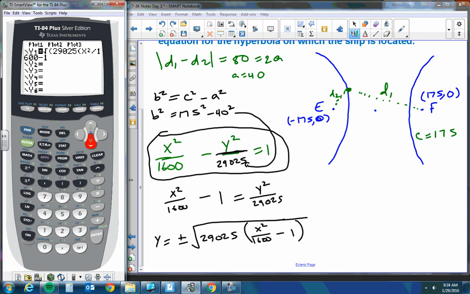Hit Y2, hit the opposite of, the negative sign. Hit the variables button, VARS, it's just left of clear. Then go over to Y-VARS, go into function mode and choose Y1, because that's all we have, right? Y2 is just the opposite of Y1, and there you go.